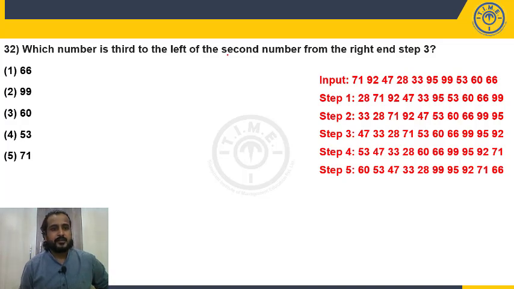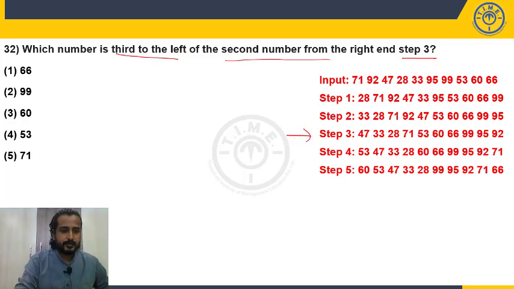Now, which number is third to the left of the second number from the right hand in step 3? So go to step 3. What is the second number from the right hand? First number from the right hand, second number from the right hand: 95. So third to the left of this number: first left, second left, third left. Which is there? 60. So my answer will be 60.